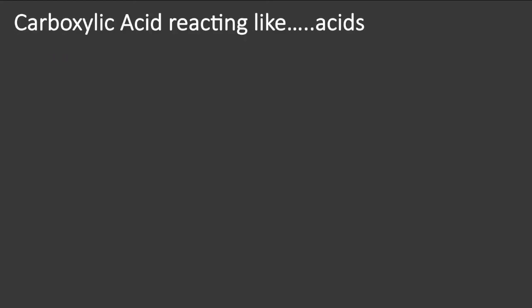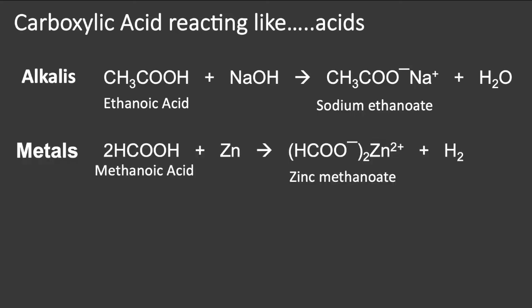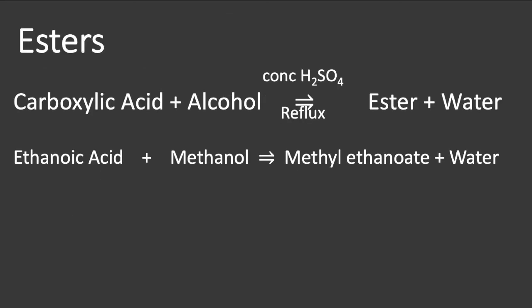Funnily enough, carboxylic acids react like acids, just weak acids. So if you put them with an alkali, they will react with an alkali, and this is ethanoic acid, and that will just give me sodium ethanoate and water. Equally with metals, you will produce the salt, zinc methanoate, and you will produce hydrogen. So that's reacting zinc with methanoic acid. And metal carbonates as well, you will produce the metal salt, water, and carbon dioxide. So don't forget, just because it's an organic molecule, it will still react like an acid.